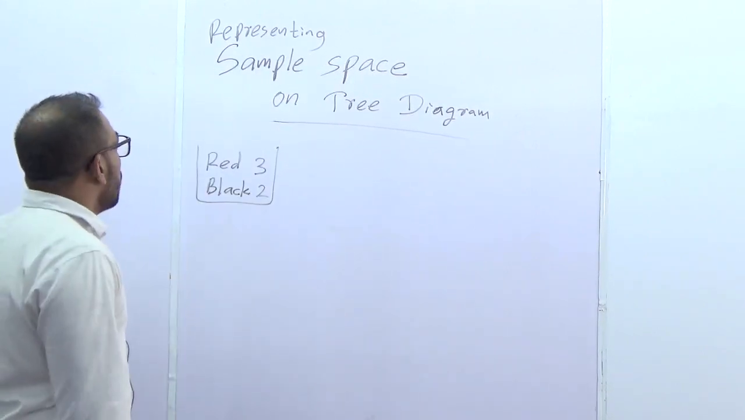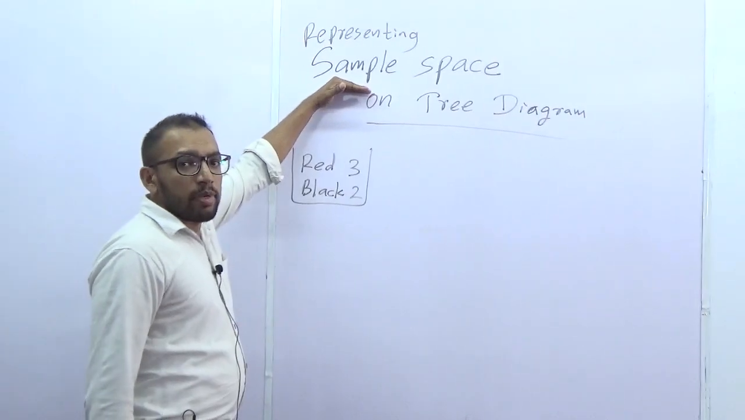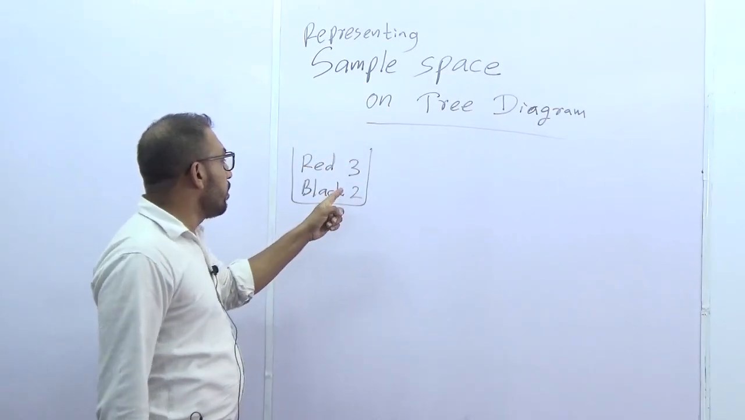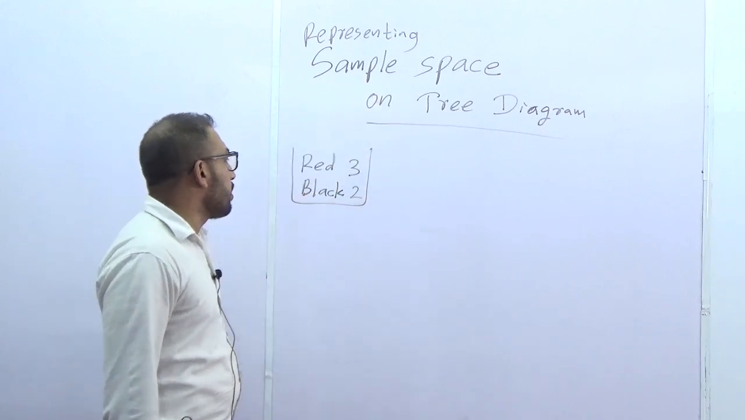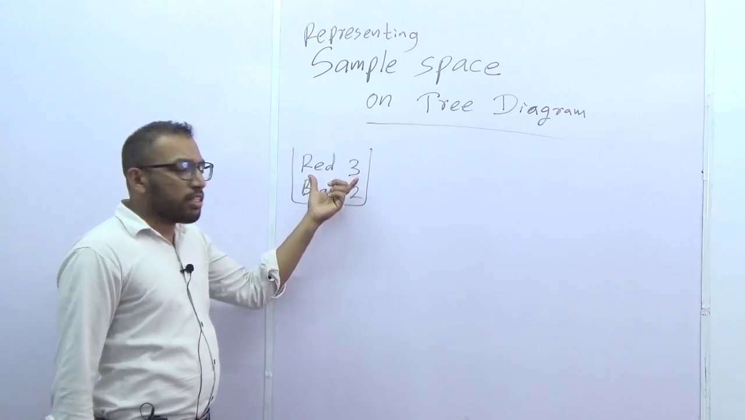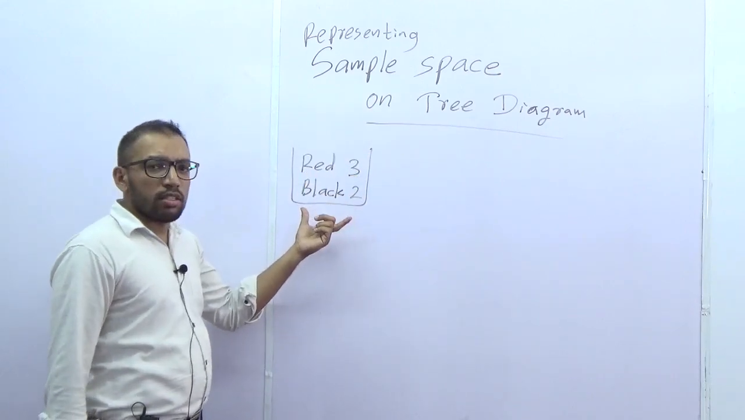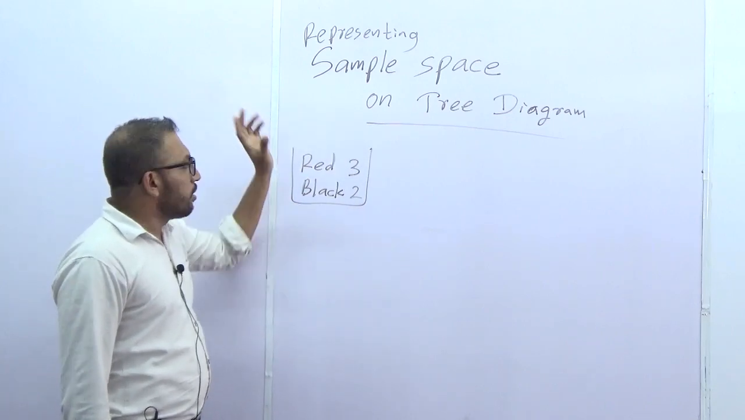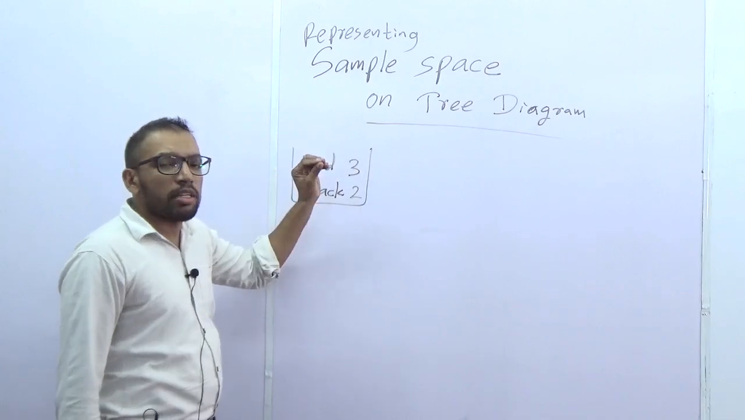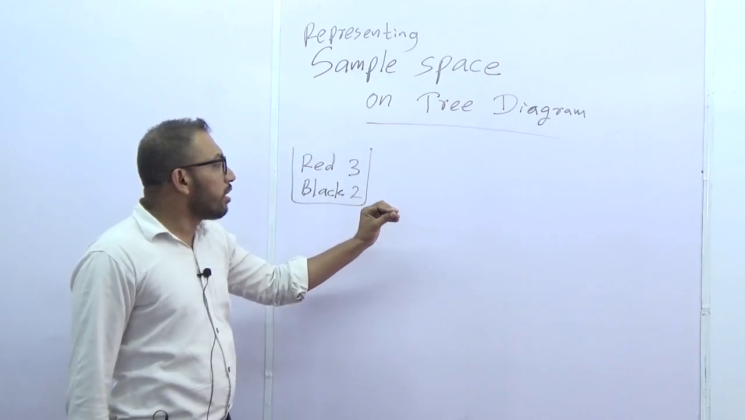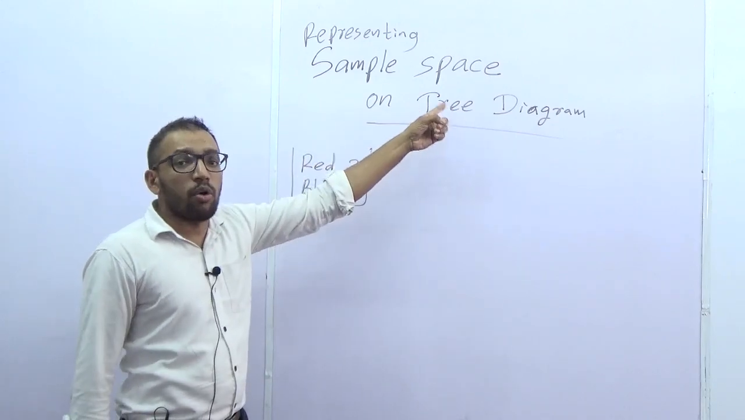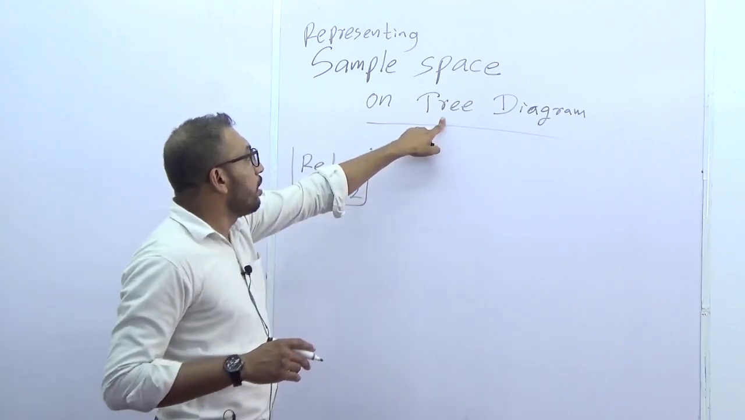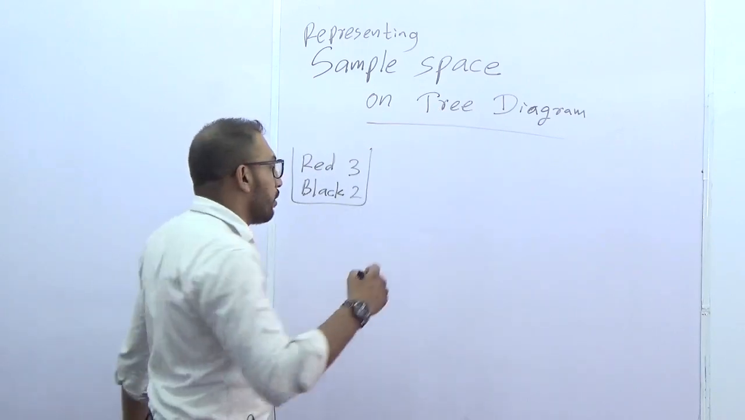The sample space means, in an experiment, whatever results can occur. It is known as what? Sample space. Example, there are 3 red pebbles and 2 black pebbles in a box. We are going to take a pebble twice. All the results which can occur in this experiment, we call that the sample space. All the results in an experiment is the sample space. The sample space we are going to represent today on the tree diagram.